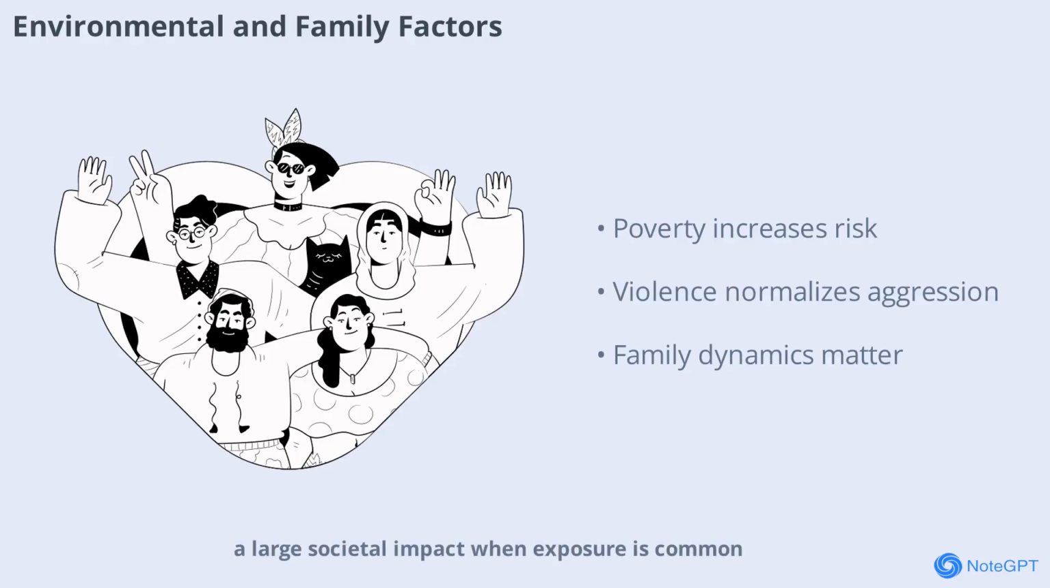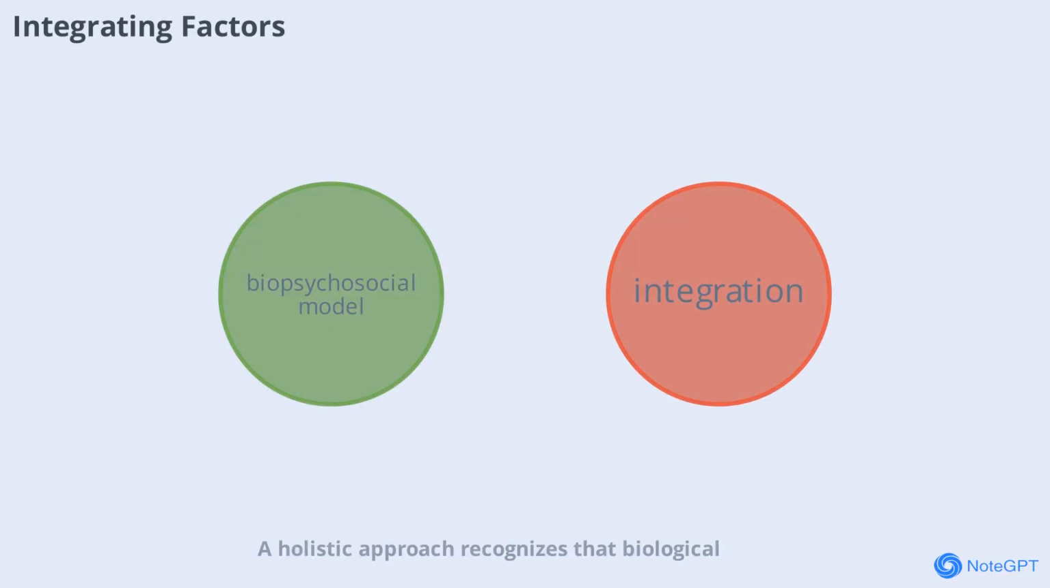A holistic approach recognizes that biological predispositions and psychosocial experiences are interconnected. For example, a child with neuropsychological vulnerabilities may be especially affected by a chaotic environment, while supportive parenting can buffer biological risk. Trauma can influence brain development, which in turn affects behavior. This integrated perspective is captured in the biopsychosocial model.